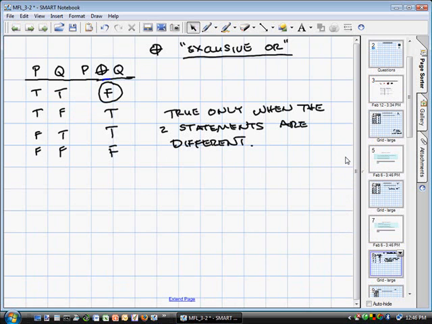Okay, now, I gotta warn you, this one's not in the book. It's the exclusive OR. And the symbol that's commonly used is a circle with a little plus sign inside the circle. Okay? So, up here you'll see me do this.